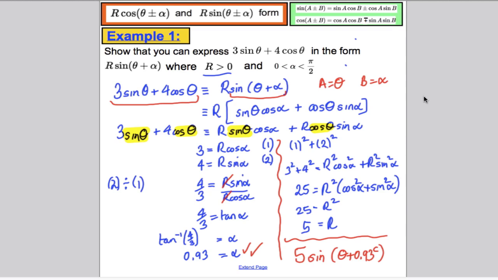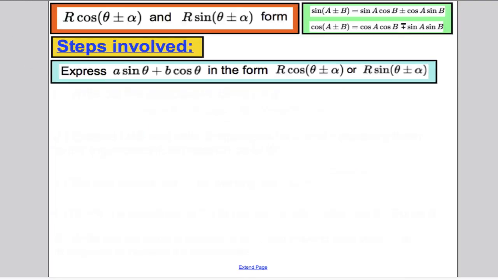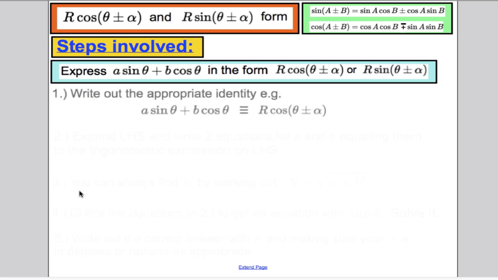Now, I'm going to take a moment to show you the step-by-step procedure. You can copy this down. This is for a general question. If you are trying to express the following in either of these forms, this is what you do. The first thing is to write out the appropriate identity. You say that a sine theta plus b cos theta is whatever they tell you in the question: either r cos(theta plus alpha), or r cos(theta minus alpha), or r sine(theta plus alpha), or r sine(theta minus alpha). They usually give you that, and you write it out.